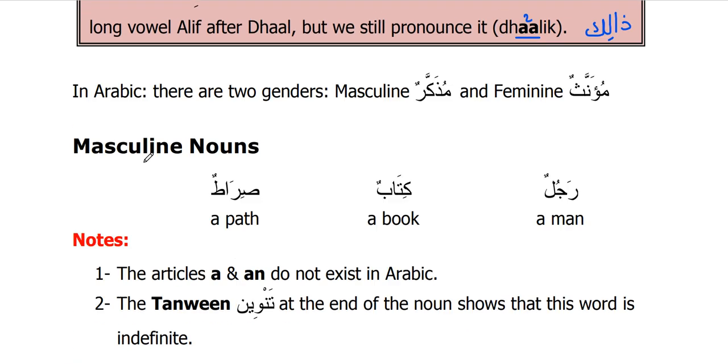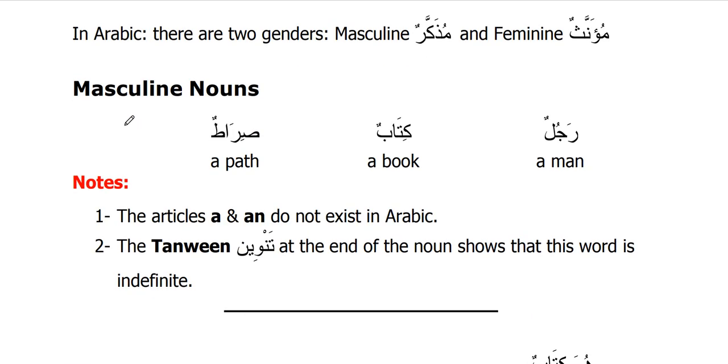Now the main topic here was the masculine nouns. So in Arabic, keep in mind we have only two genders, that is the mudhakkar and the muannath. Please keep this in mind. We have only two genders and nothing after that, muannath and mudhakkar. So we will be doing mudhakkar, and later on the second lesson will be on muannath. So we will concentrate on the male nouns only here.